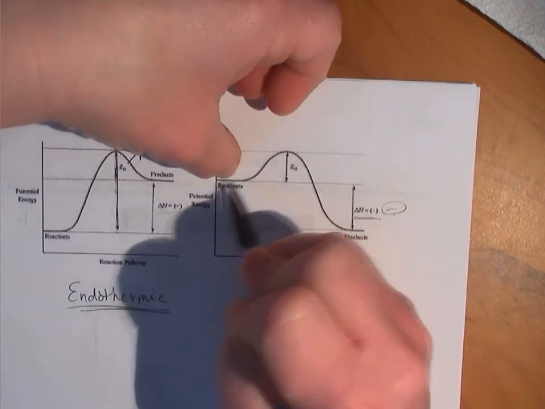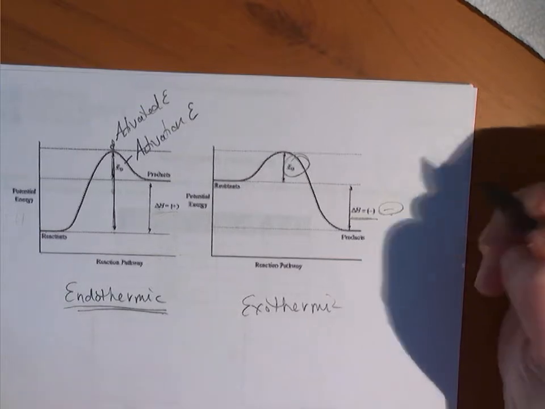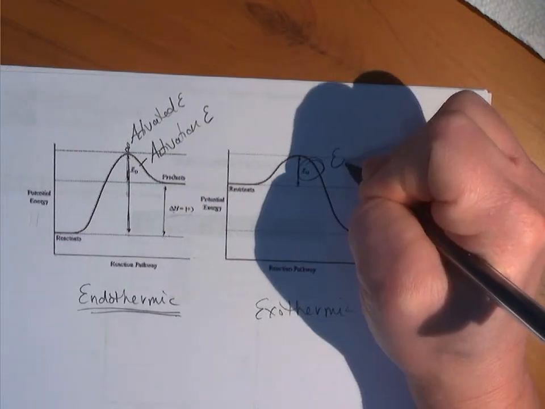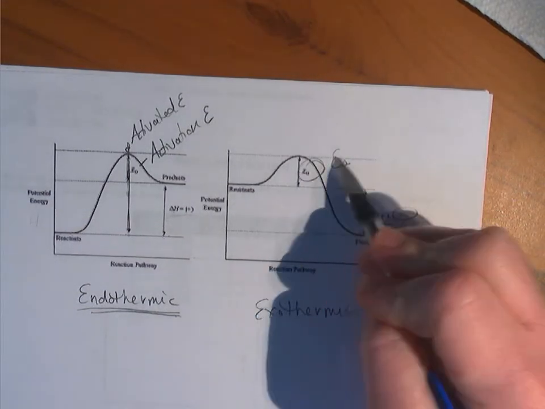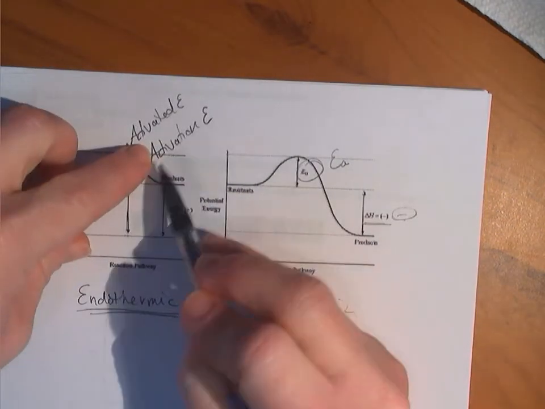The difference from the energy of the reactant to this peak, that's our activation energy. We can usually represent it with a capital E for energy and a lowercase a for activation energy. But you don't need to remember that. We can always note it, or you can write it as activation energy.